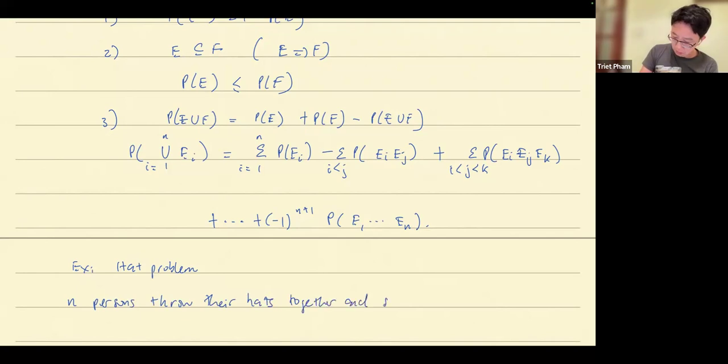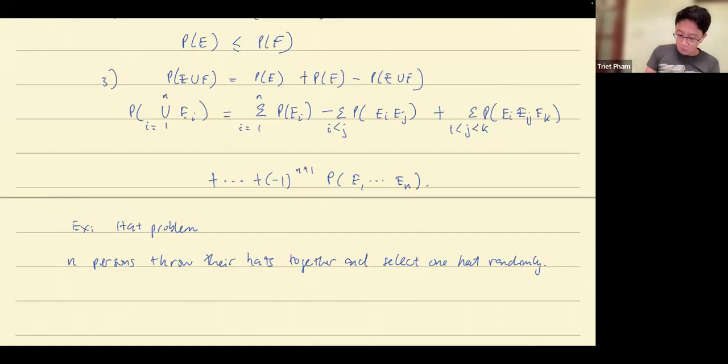And select one hat, right, randomly out of the pile. What we're interested in is the probability that no one gets the right hat.